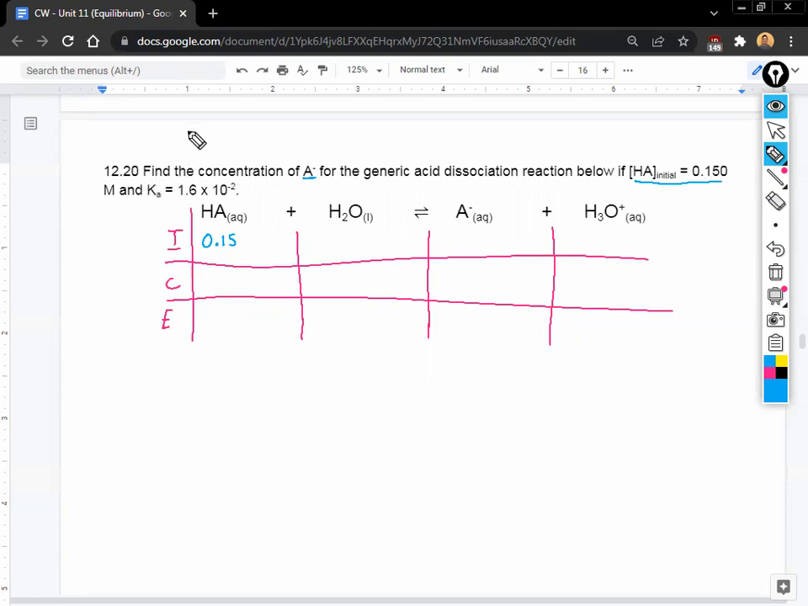Now, this is helpful because we know that the Ka is going to equal all of the products. So the concentration of A minus, concentration of H3O plus, divided by the concentration of HA. Oh, and water is a pure compound, so we don't even need to include it. So water is not important here. We can just cross it out. I almost missed that.